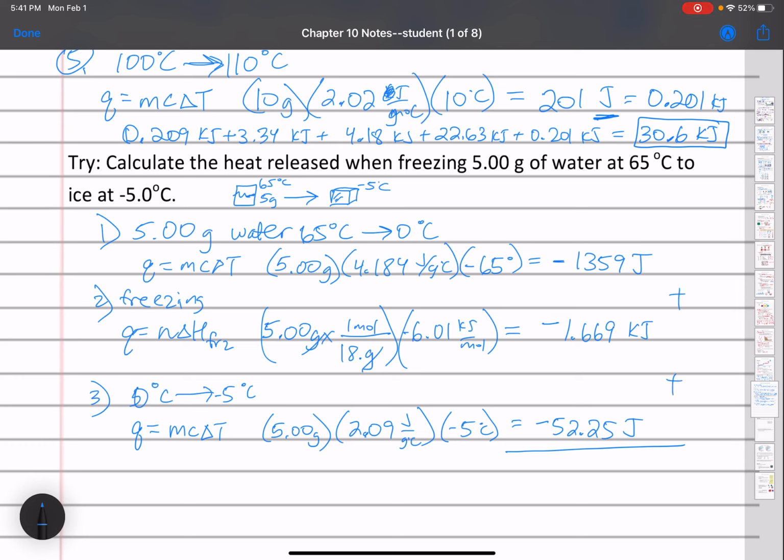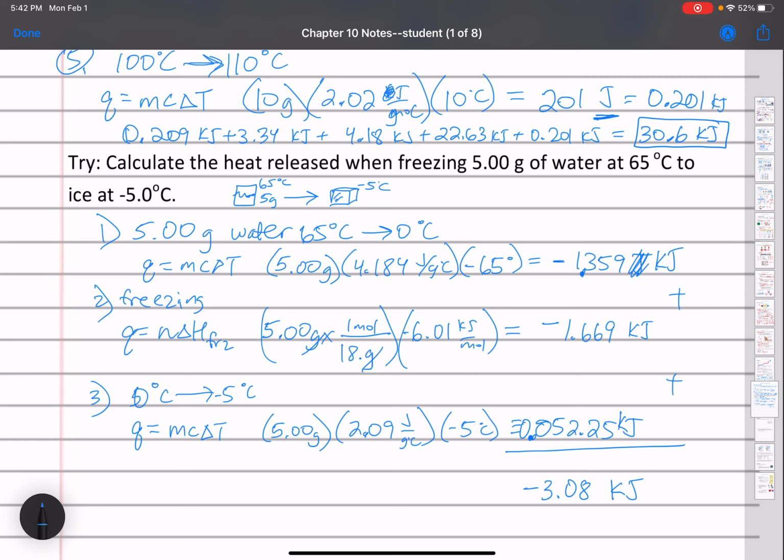So if I add them all up, the sum is negative 3.08 kilojoules. And I should say that I need to convert these to match all. So this one's going to be kilojoules. To convert to kilojoules, I just divide by 1,000. So to convert this one to kilojoules, divide by 1,000, and now you're in kilojoules. Now I'll add them all up, and I get negative 3.08 kilojoules.